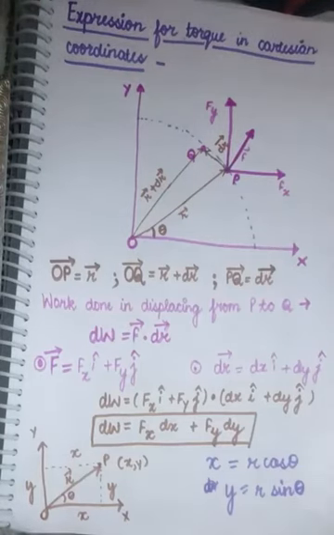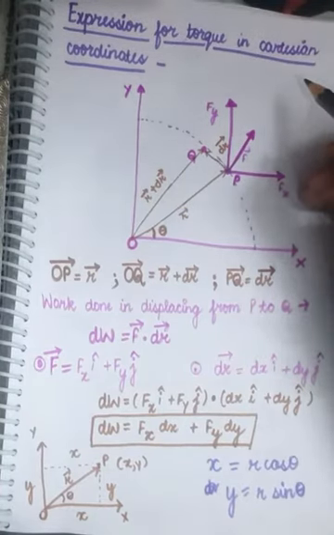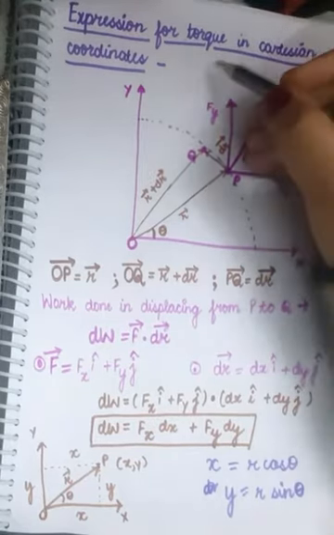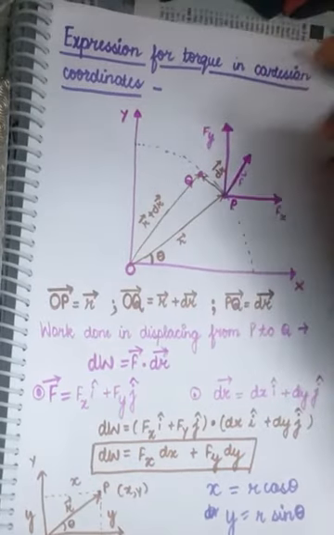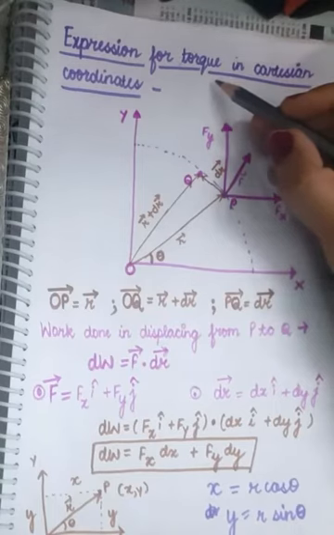Dear students, in this video, we are going to discuss the expression for torque in Cartesian coordinates. We know that Cartesian coordinates means x, y, z, a set of coordinate axes. Now we have to find out the expression for torque in Cartesian coordinates. First of all, let us recall what torque is.